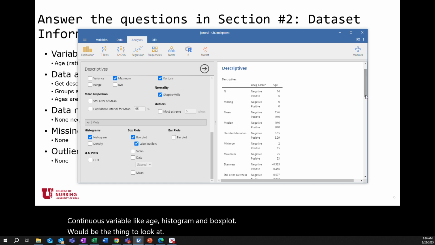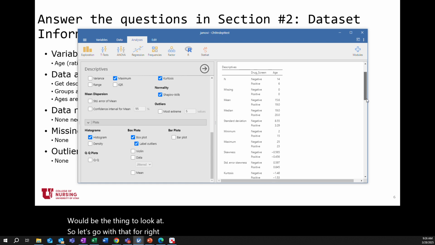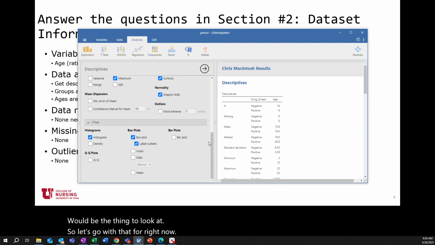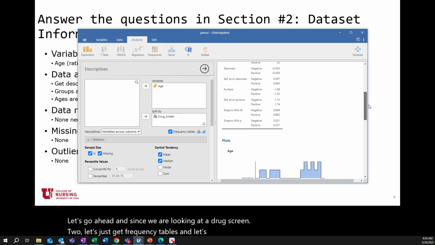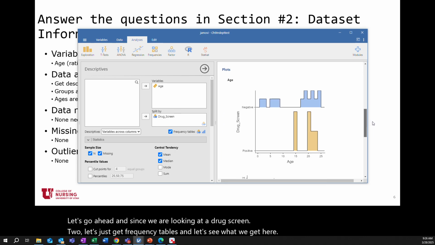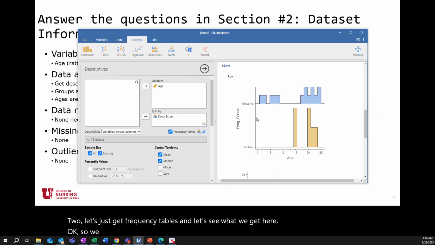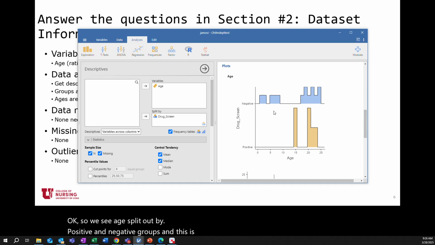So let's go with that for right now. Let's go ahead, and since we are looking at drug screen 2, let's just get frequency tables and let's see what we get here. Okay, so we see age split out by positive and negative groups, and this is good just to kind of orient ourselves to the data.